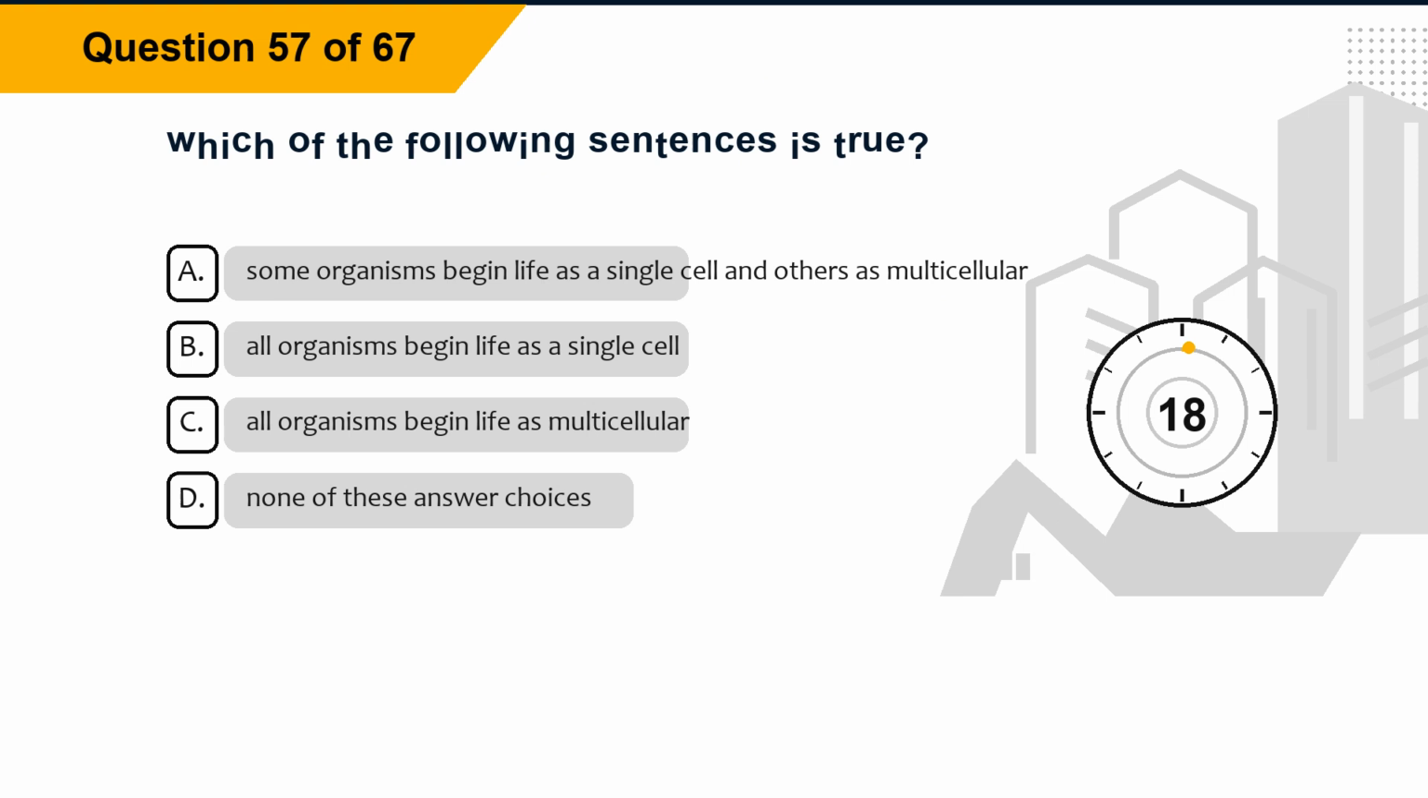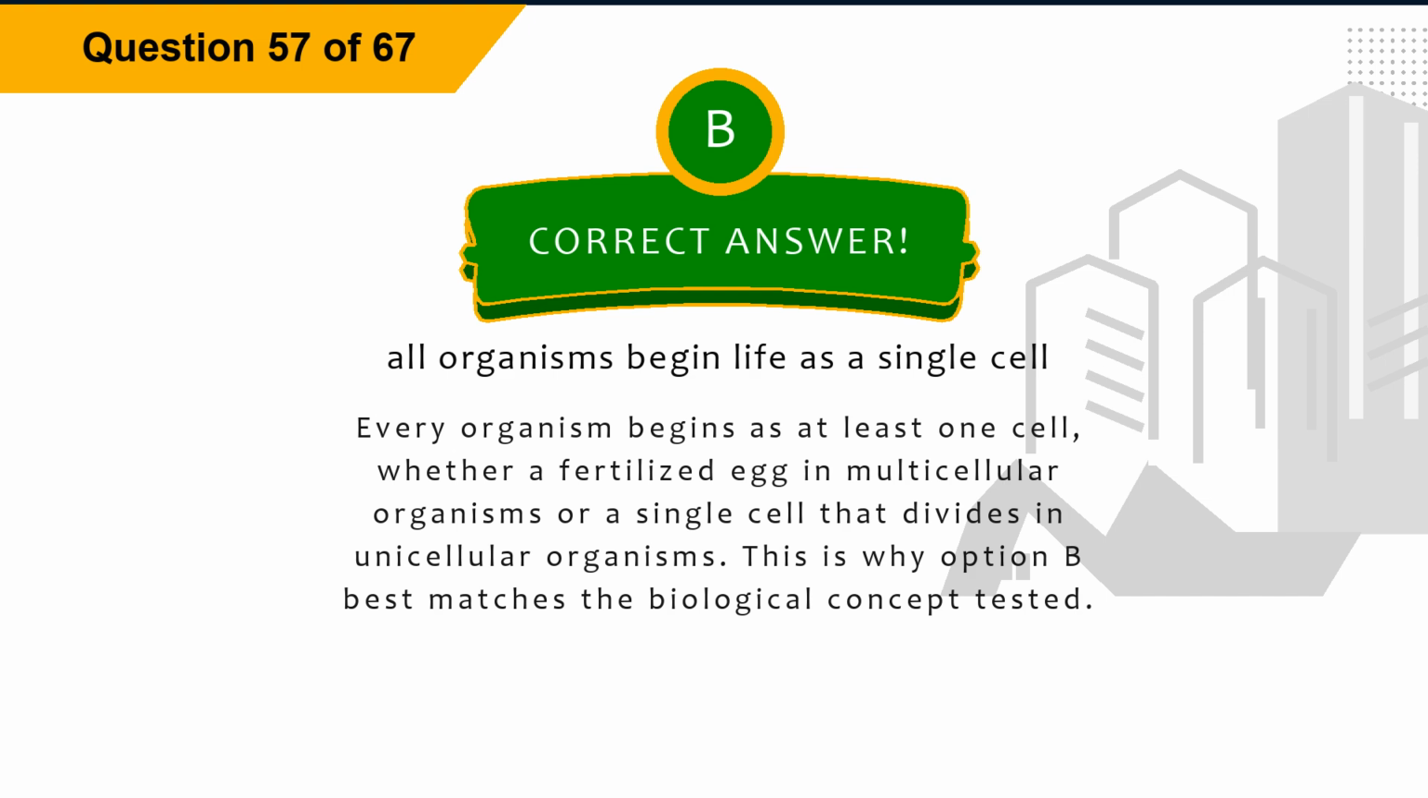Question 57. Which of the following sentences is true? Option A, some organisms begin life as a single cell and others as multicellular. Option B, all organisms begin life as a single cell. Option C, all organisms begin life as multicellular. Option D, none of these answer choices. The correct answer is option B. Explanation. Every organism begins as at least one cell, whether a fertilized egg in multicellular organisms or a single cell that divides in unicellular organisms. This is why option B best matches the biological concept tested.